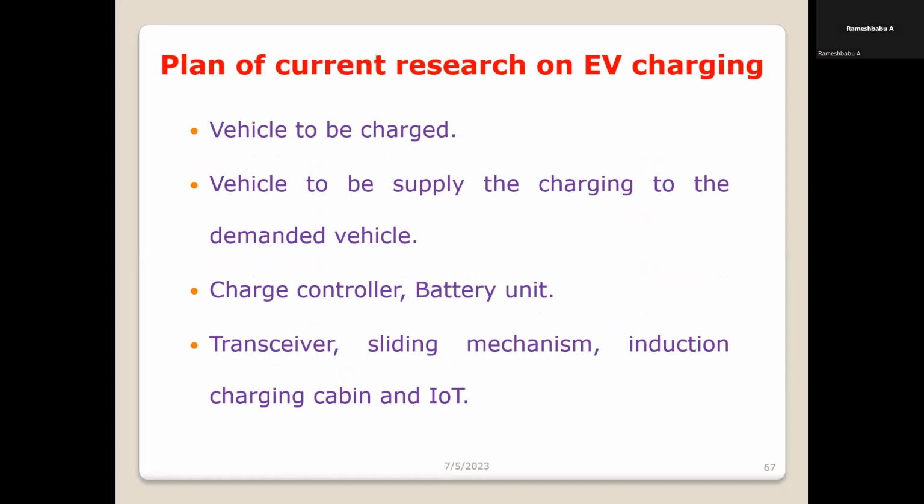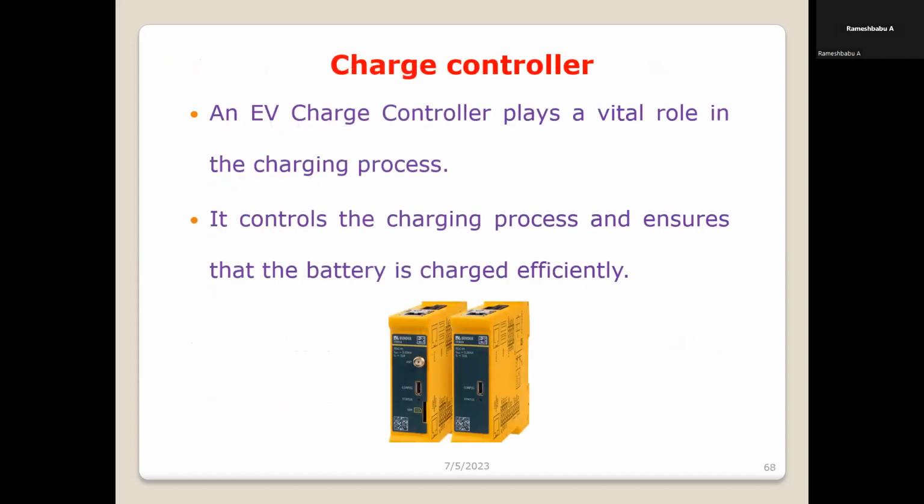The current research involves the vehicle to be charged and the vehicle to be supplied with charging. There is a demanded vehicle, and the charge controller, battery unit, transceiver sliding mechanism, induction charging cabin, and IoT are the main parts. The EV charge controller plays a vital role in the charging process. It controls the charging process so that it can be done efficiently.